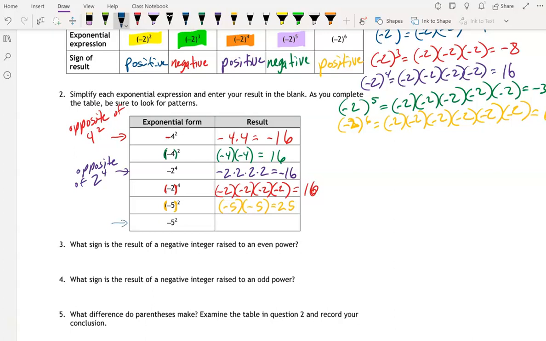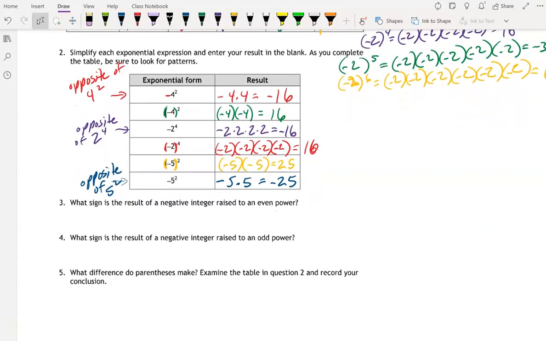And the next one, you can see there is no parentheses. When there's no parentheses, that means the opposite of 5 to the second power. So that's the opposite of 5 times 5. 5 times 5 is 25. The opposite of that is -25. So you can see it makes a very, very big difference whether the parentheses are there or not. So that's enough to answer question number 3.